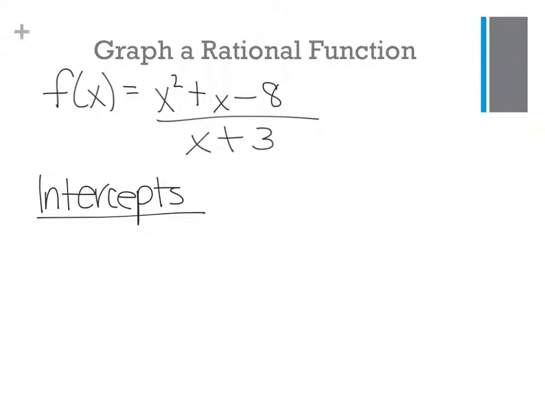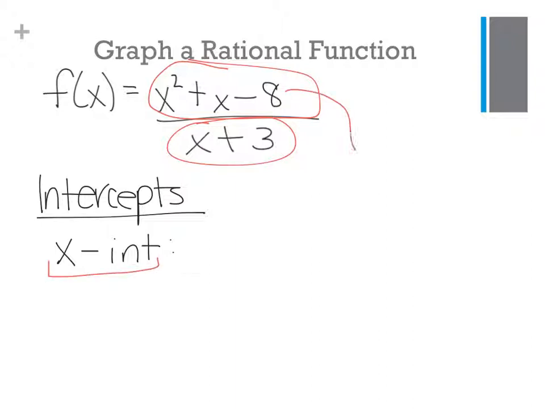And so our x-intercepts are the zeros of our rational function, where we have a polynomial on top and a polynomial on bottom. The zeros or x-intercepts of our function come from where x squared plus x minus 8, the numerator, is equal to 0. Now, I've already decided in the previous slide that this is not factorable, so we're going to have to use the quadratic formula to find the zeros of this function.